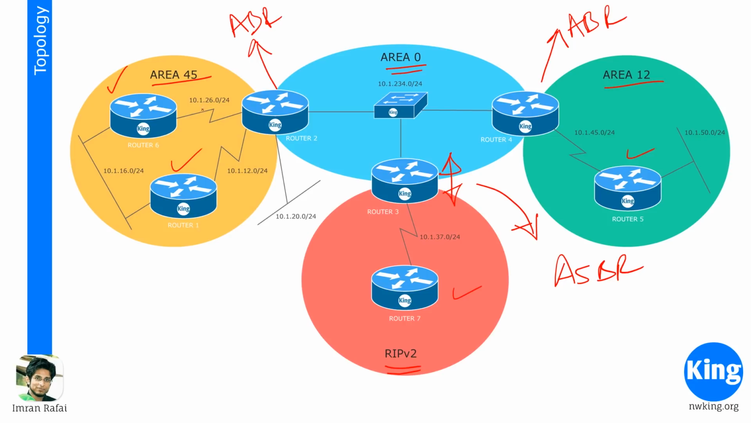10.1 is common for all the networks. This is how I've designed this. And the third octet, this is router 2 to router 6. So the smallest number first and then the bigger number. So 2 and 6, so 26 and .0/24.